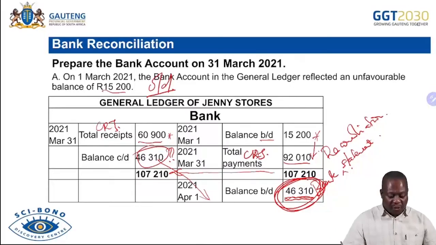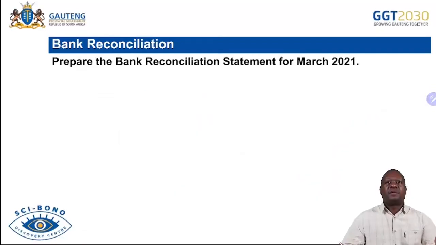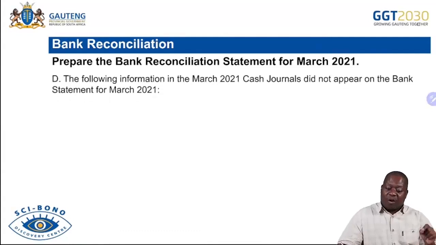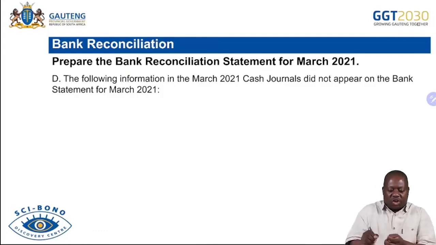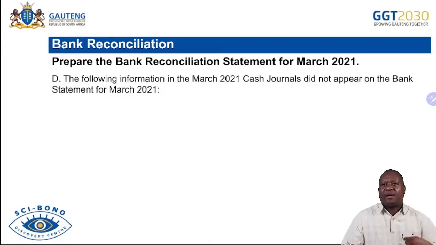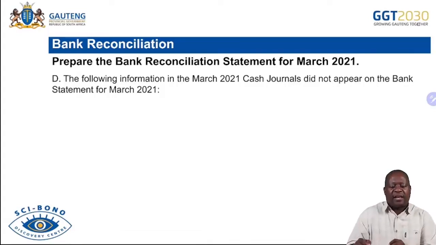So the next thing that we are doing now is preparation of the bank reconciliation statement. Let's see what it looks like. They're saying, according to information D, you still remember they said, the following information in the March cash journals did not appear on the bank statement. So this information is still outstanding on the bank statement. So we must take it to the bank reconciliation statement.